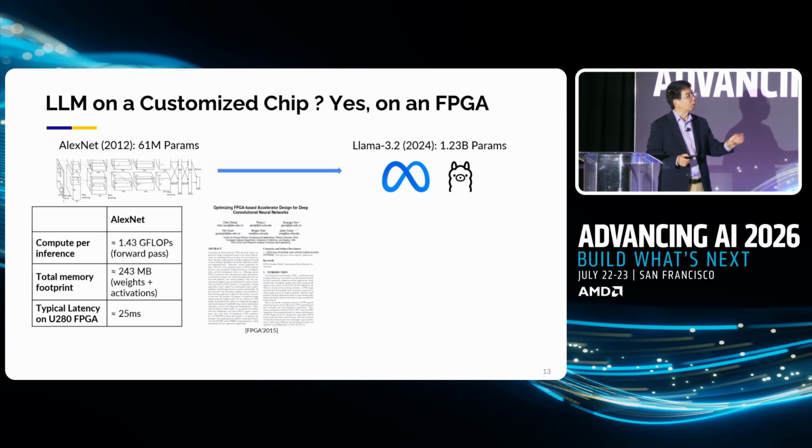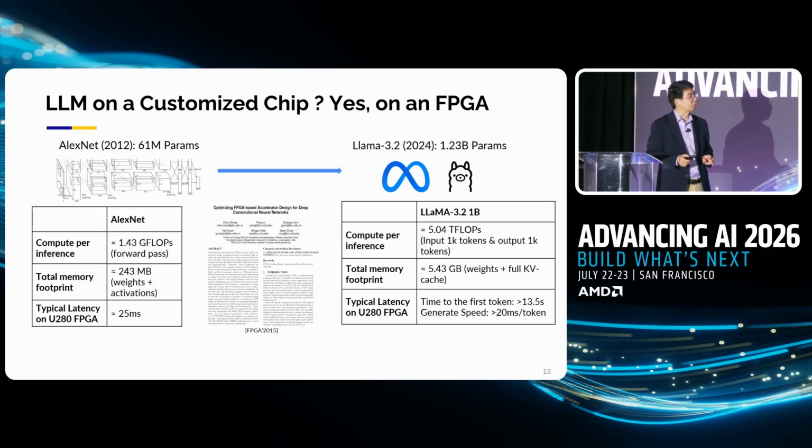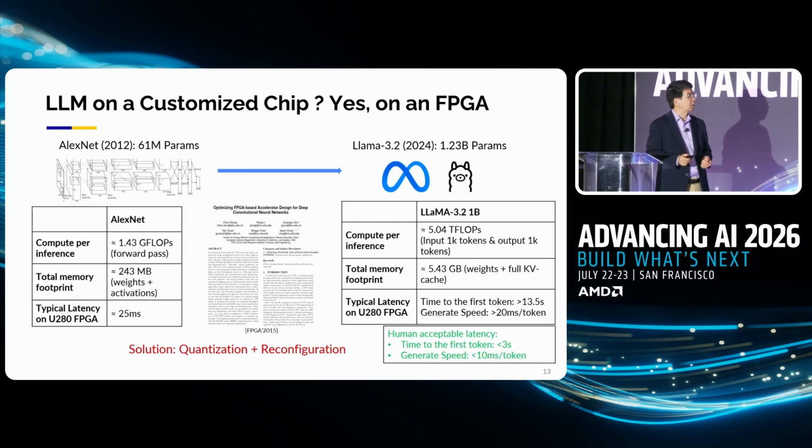But today you go to a Llama model, even a fairly small size is very demanding. You are talking about the T-flops, the teraflops operations, a difference of 1,000. And then the memory footprint is much, much larger. So how do you deal with that? There are multiple techniques to solve this problem, and I will show you two techniques. One is on quantization. The other one is on reconfiguration.